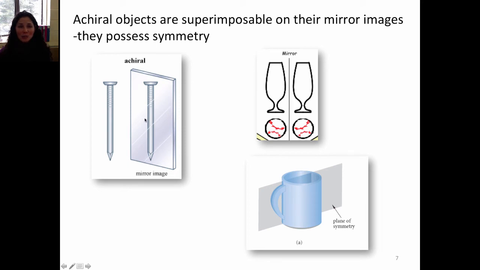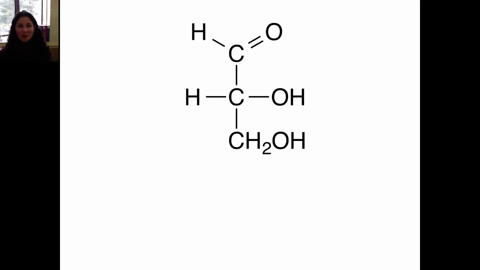So these are superimposable images, and these are achiral objects. Nails, a water glass, even a baseball, a coffee mug, these are all things that have planes of symmetry within them. Any object that has a plane of symmetry within it is achiral, or not handed. Molecules can also be handed.